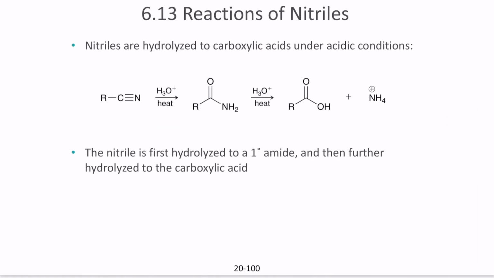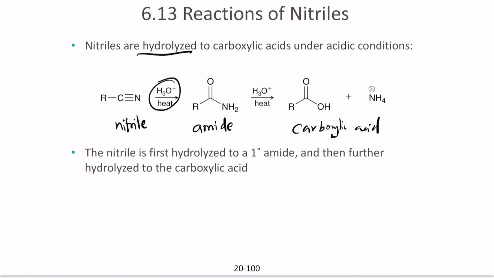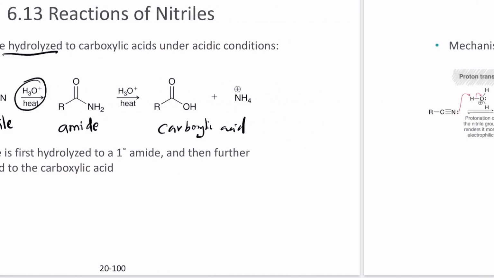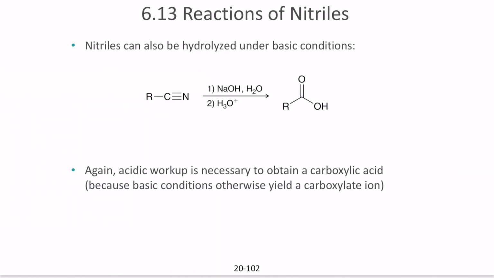Now, nitriles in general can be hydrolyzed. When you hydrolyze them, the first thing that happens is that a nitrile under hydrolysis first creates an amide. The amide under further hydrolysis creates a carboxylic acid. Next, nitriles can also be hydrolyzed under basic conditions. Also, when we use basic conditions, it still creates a carboxylic acid.